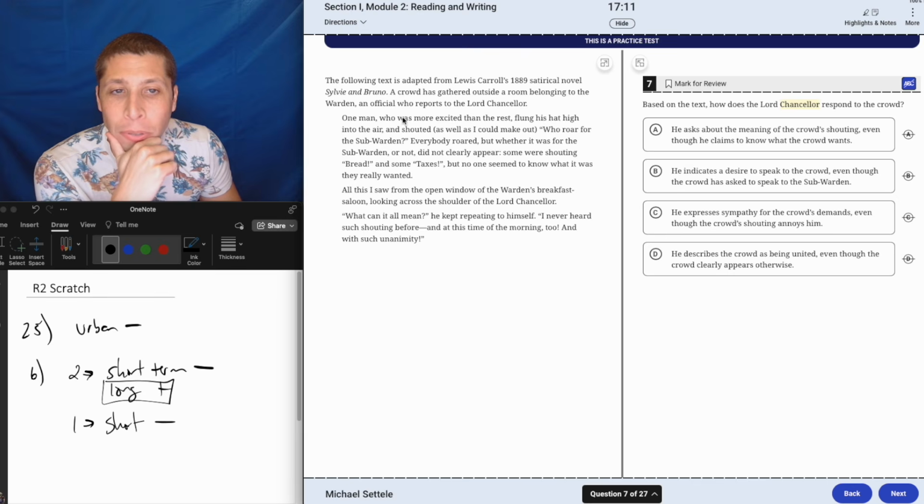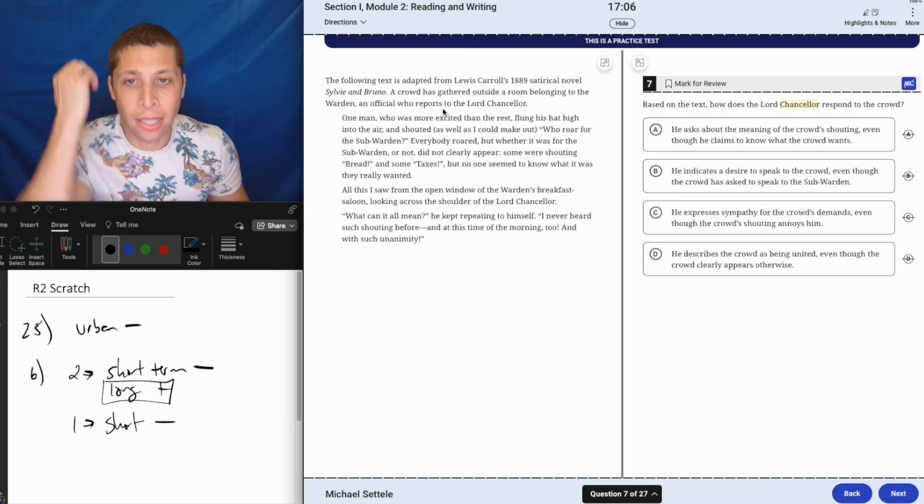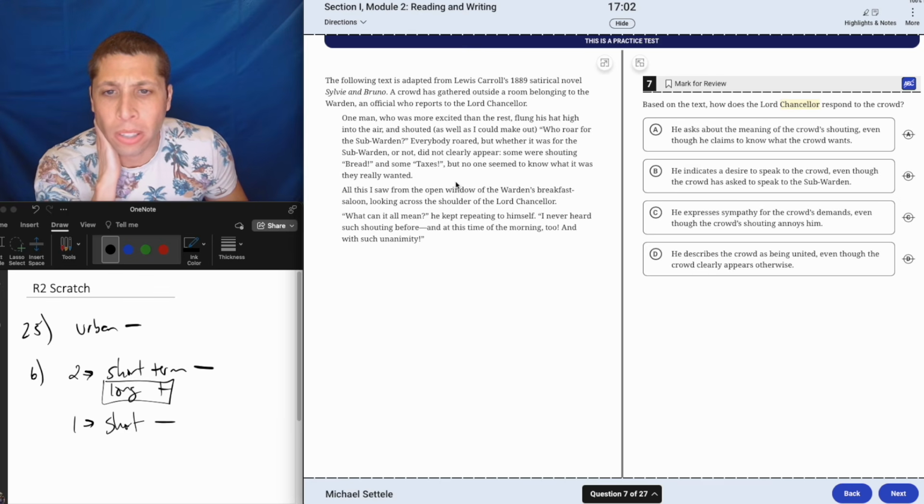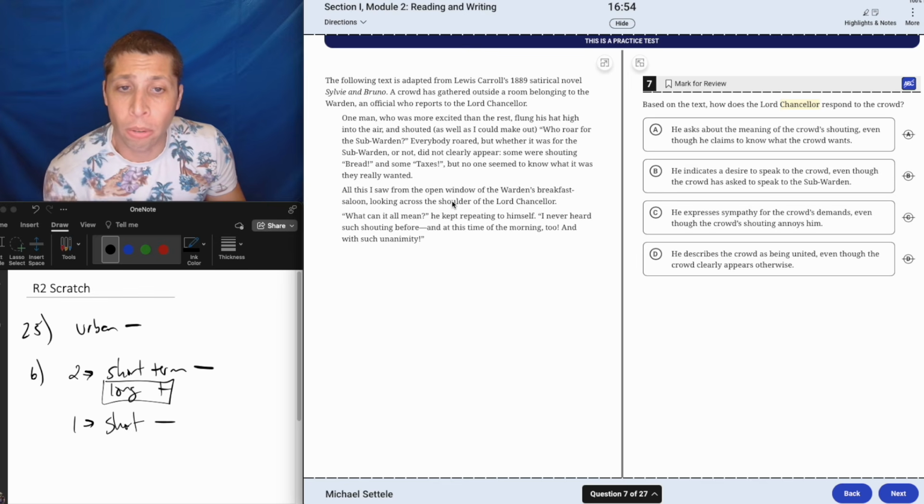A crowd is gathered outside a room belonging to the warden. One man who is more excited than the rest flung his hat high in the air and shouted as well as I could make out, who roared for the subwarden. Everybody roared, but whether it was for the subwarden or not did not clearly appear. Some were shouting bread and some taxes, but no one seemed to know what it was they really wanted. All this I saw from the open window of the warden's breakfast saloon, looking across the shoulder of the Lord Chancellor. What can it all mean? He kept repeating to himself. I never heard such shouting before at this time of the morning too, and with such unanimity.